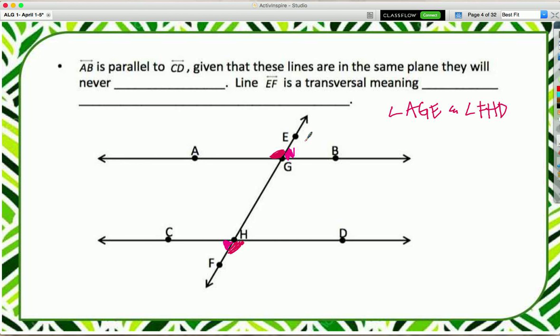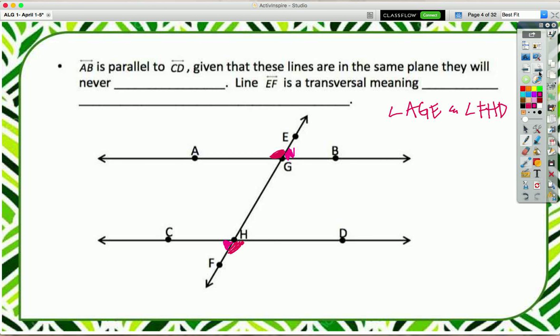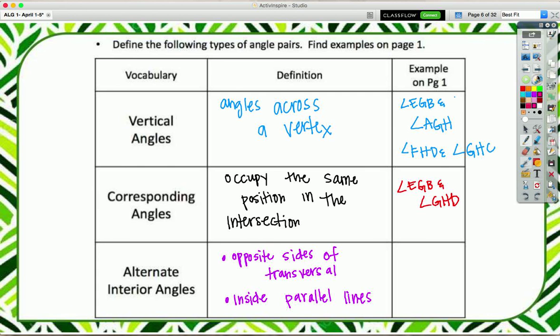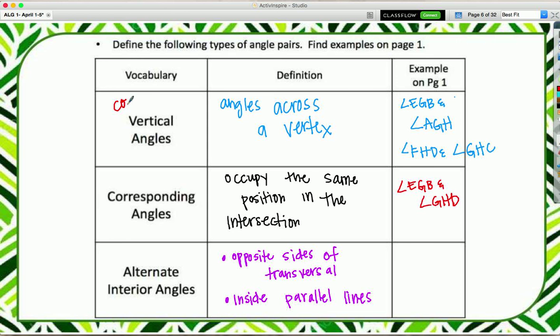Okay, so all the ones that we just talked about, vertical, corresponding, alternate interior, and alternate exterior, those all have a specific type of relationship. Those are all congruent to each other. So you can write them individually or you can circle them all, but these are congruent to each other. And what does that word mean again? Same measurement. So these are all congruent to each other.